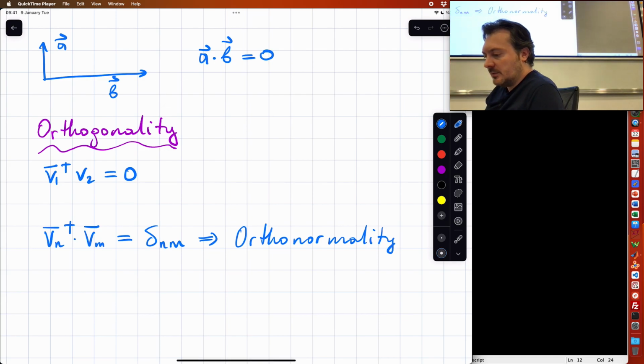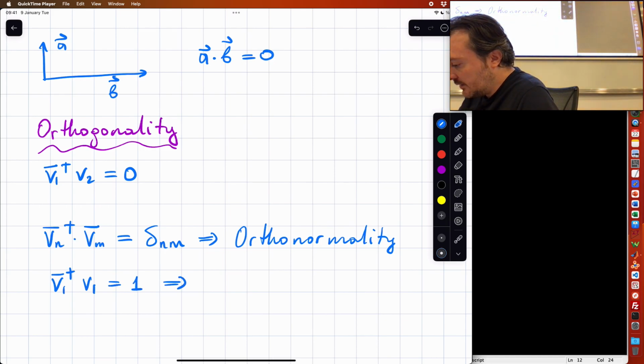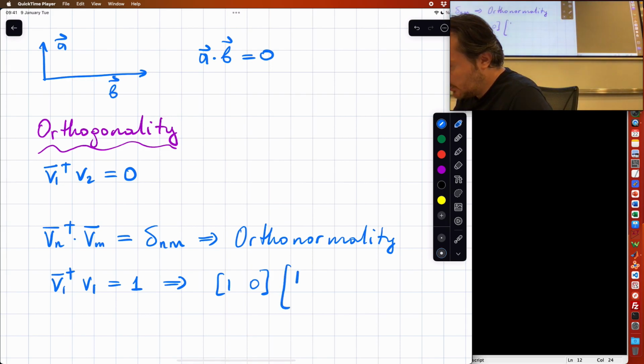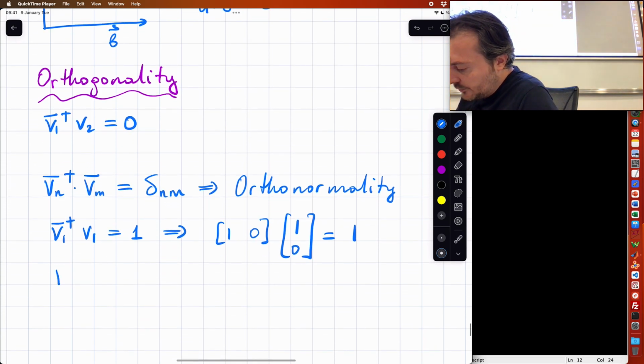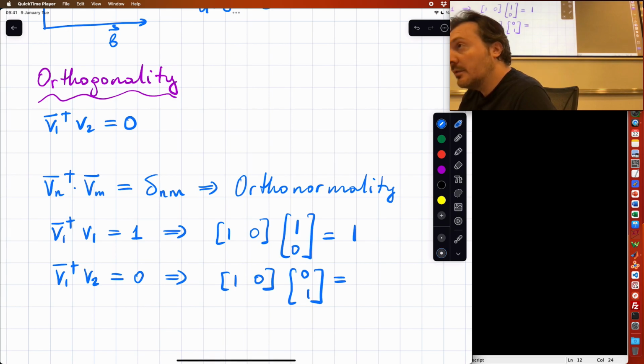What does it mean? It means that if I get V1 dagger V1, it's 1. Let's see. Our vector was (1, 0). Do you remember the matrix produced (1, 0) and (0, 1)? So (1, 0) times (1, 0) is 1, right? But if I do V1 dagger V2, then I have to get 0. Let's see if that is the case. So I multiply (1, 0) by (0, 1). What do I get? I get 0.